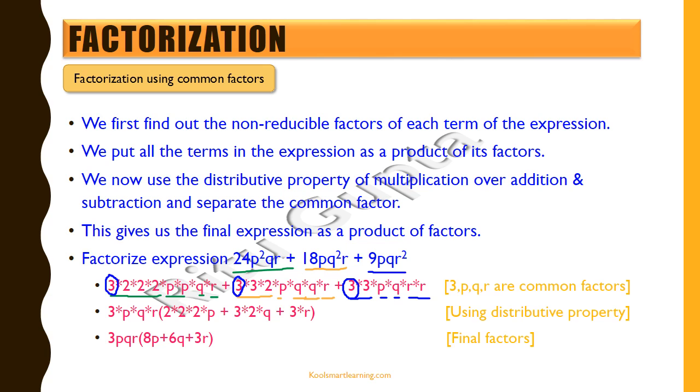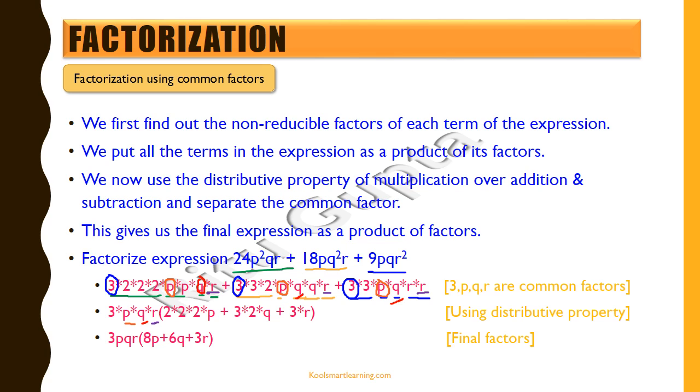Now if we look at p, we'll see that p is also present in all the 3 terms, so we can take p also as a common factor. We again see that q is another common factor in all the terms. We see q in all the terms, so we take q also out. And similarly, r is another common factor which is present in all the 3 terms, so we take out r also.